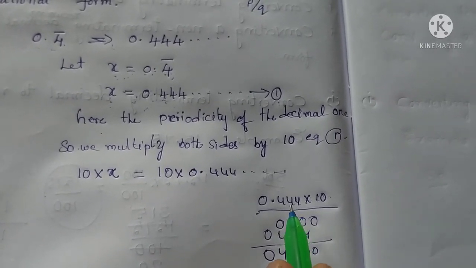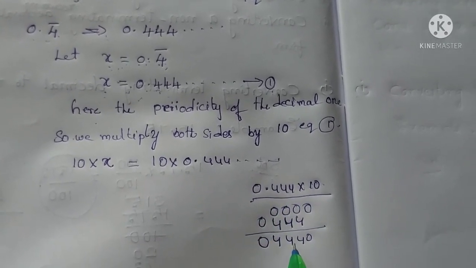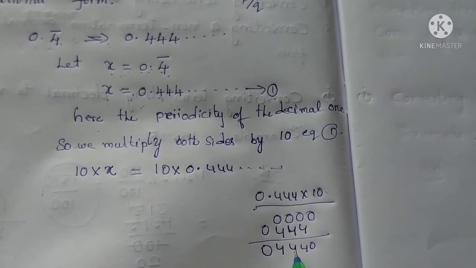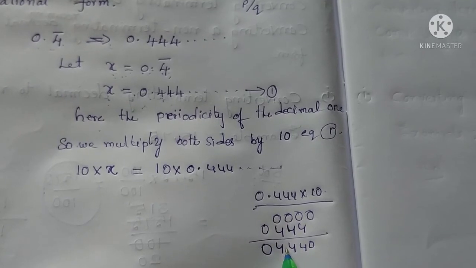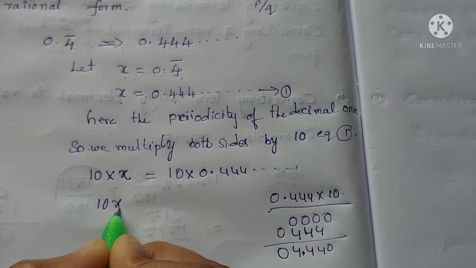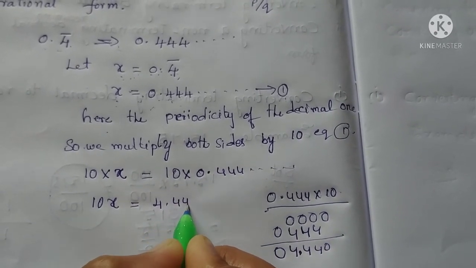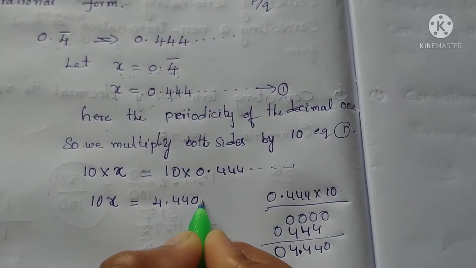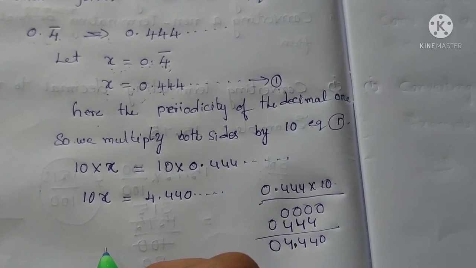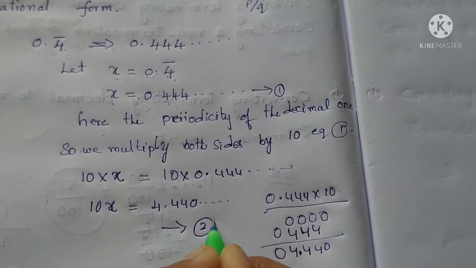Okay, so here observe, after the point how many decimals are there? 3 decimals. We get the answer, 3 digits after the point. So finally 10 into x, 10x equal to 4.440 and so on. Understand here? Right. This is equation 2.